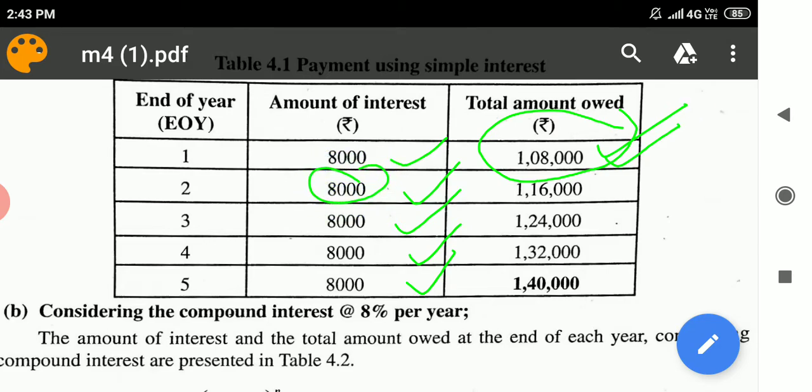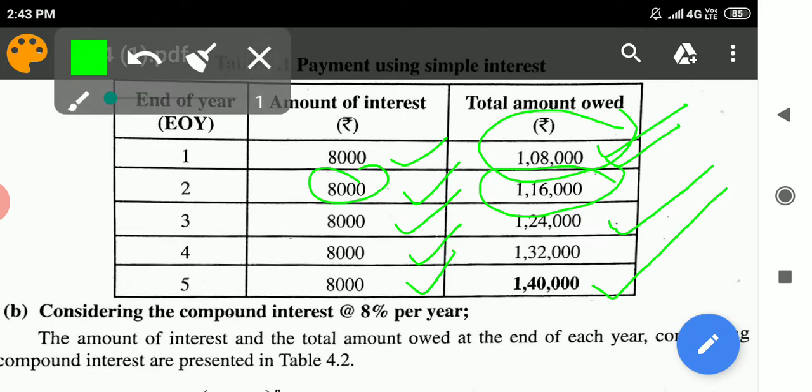Using 1 lakh 8,000 rupees, again we have to add 8,000. We will get 1,16,000 rupees. After that again we will add 8,000 to 1,16,000, and then we will get 1,24,000. Same till the 5th year. Okay, this is the simplest formula to find the simple interest payment.